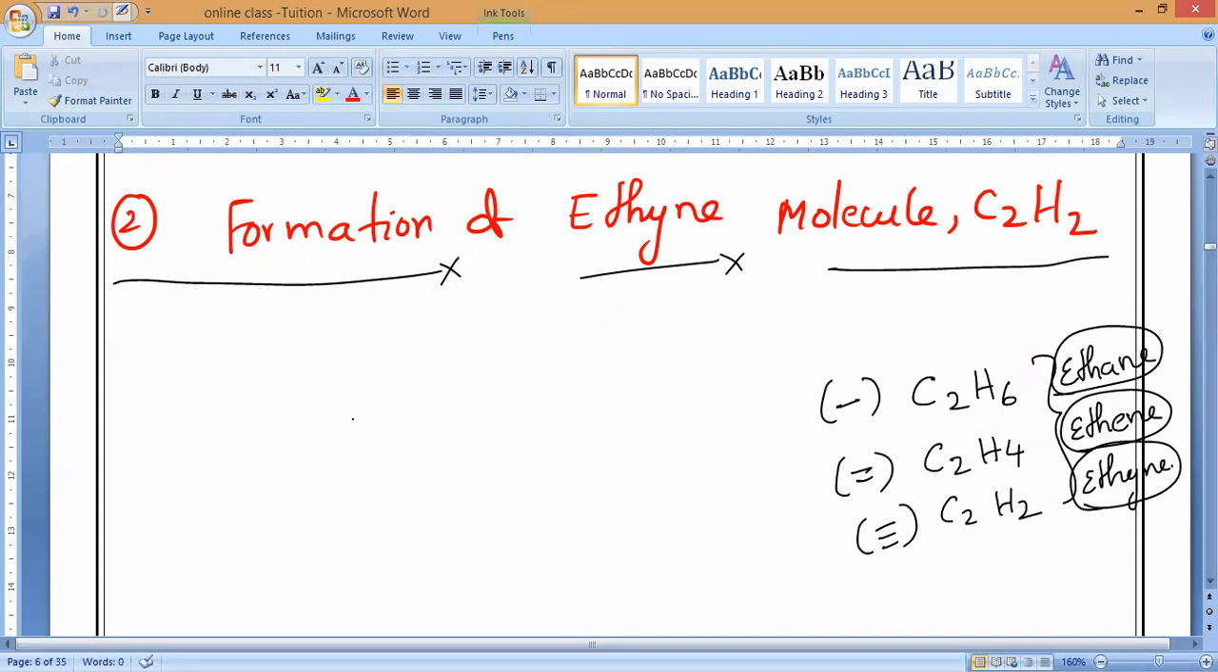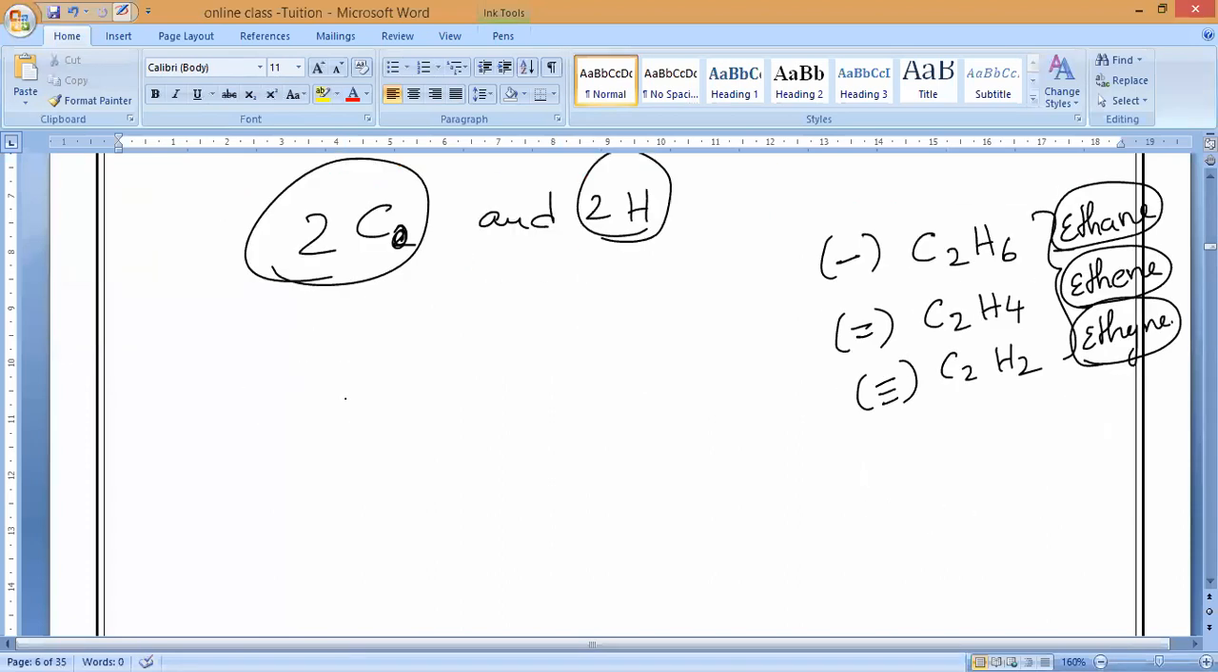So ethine is a covalent compound made up of how many carbons? 2 carbon atoms. And how many hydrogen atoms? 2 hydrogen atoms. Yes or no, guys? Please respond. So it is involving 2 carbon atoms with 2 hydrogens. That's all, which will give you a very simple structure. So 2 carbons, middle triple bond, and here hydrogen and here also hydrogen.